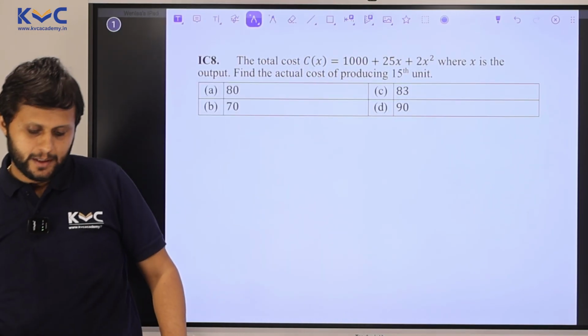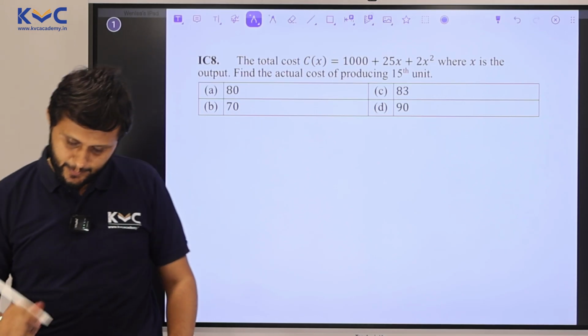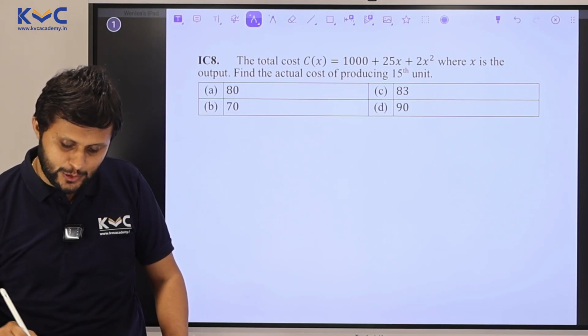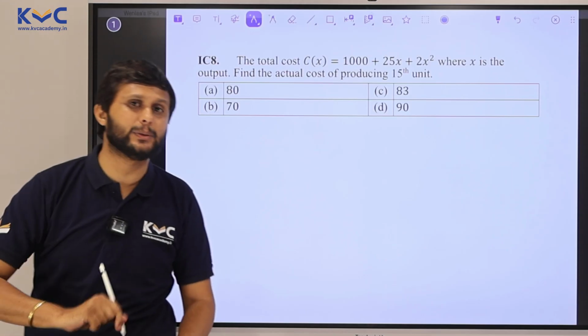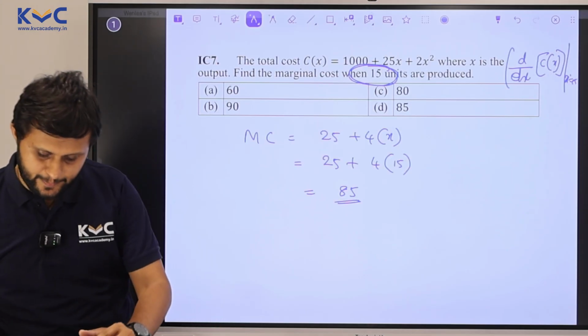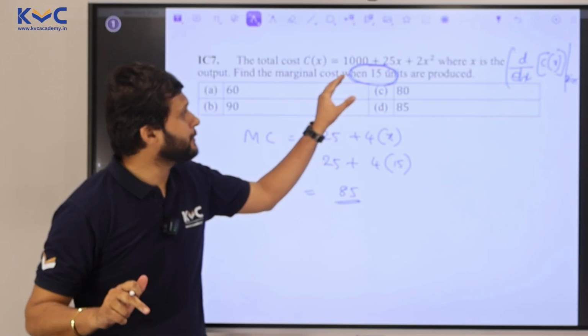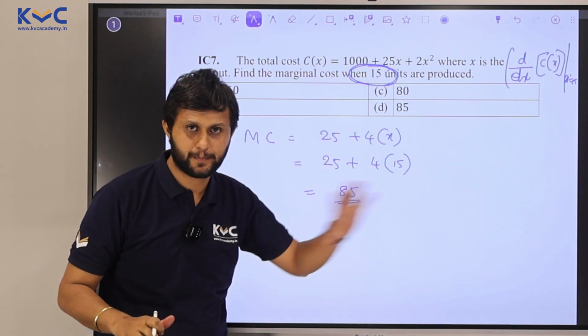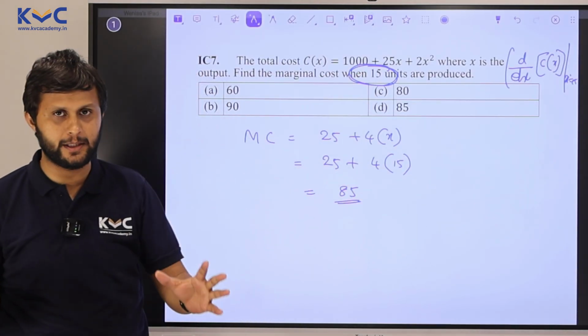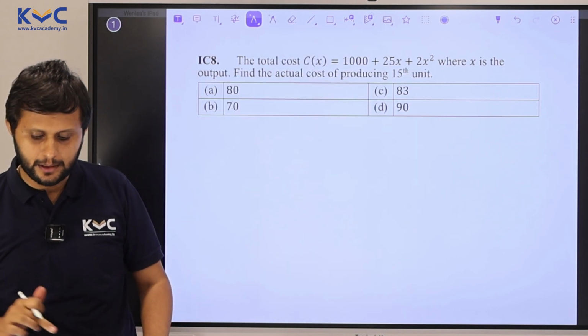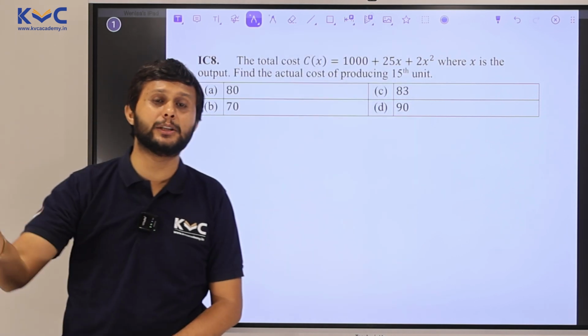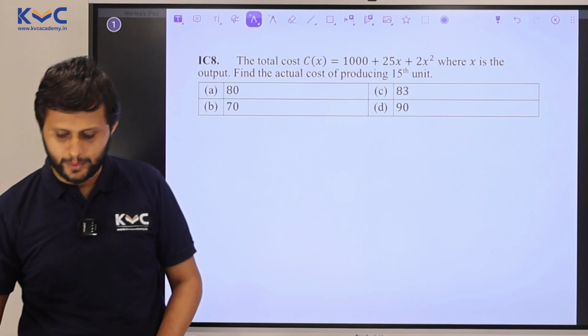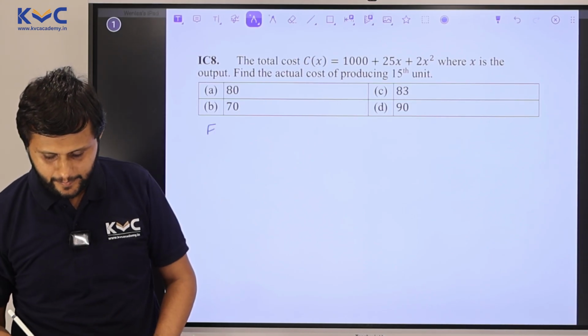Same question again. Cost function, same to same. Find the actual cost of producing the 15th unit. Now see the difference. In the previous question they said marginal cost when 15 units are produced. Correct? So we are seeing 15 units in total. Here it is the cost of producing the 15th unit.